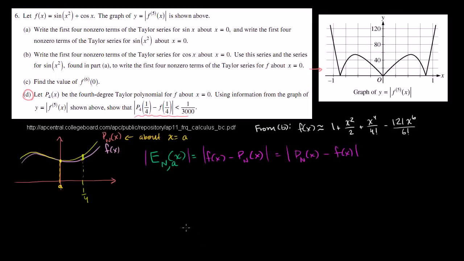So the thing that you just need to know is we can bound this. We can bound this if we know some properties about the n plus 1. So this is the nth degree approximation.